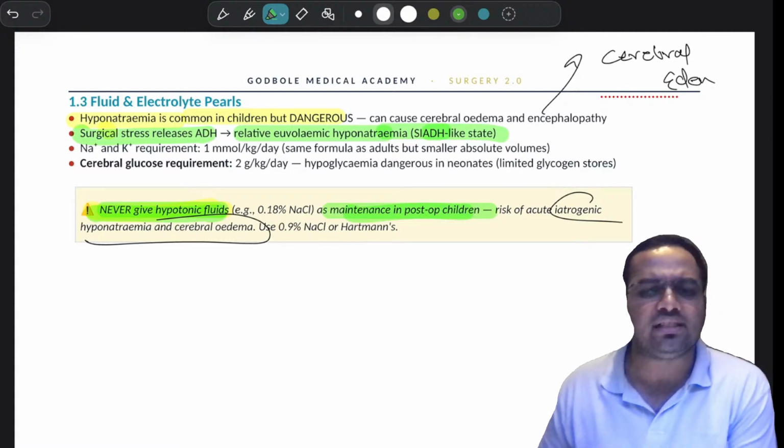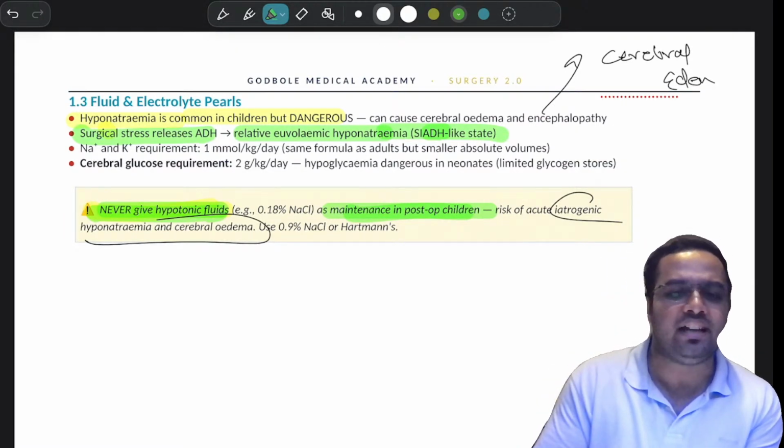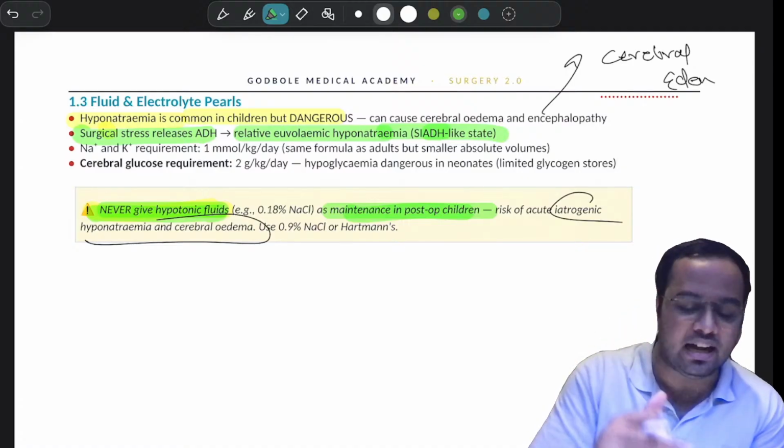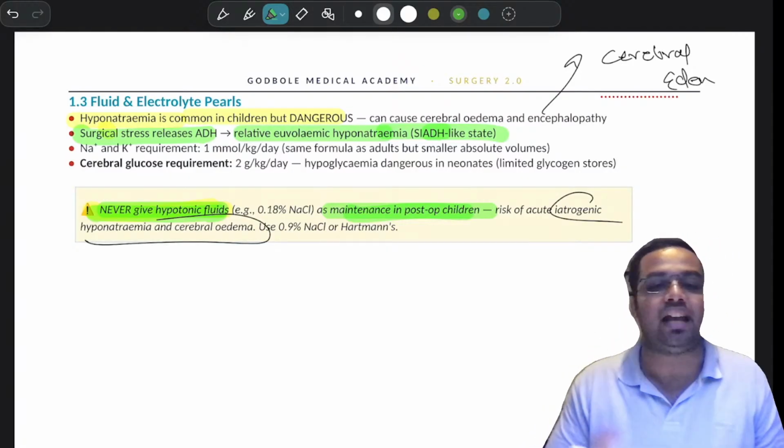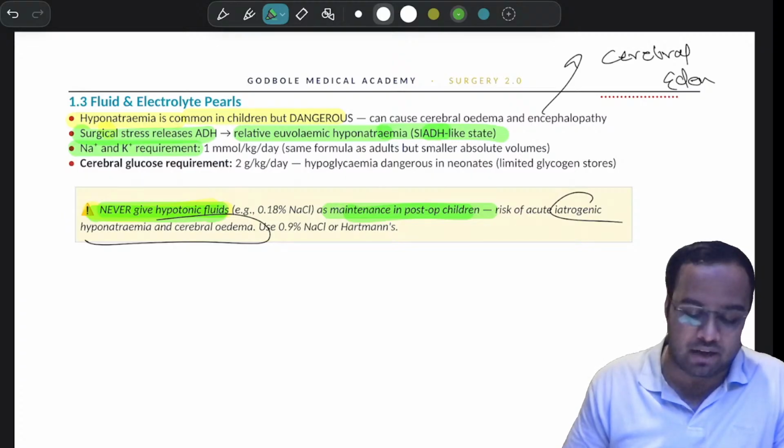So many times surgical stress, as in adults, the same is going to happen to the child. So when ADH is secreted, the sodium will relatively become low, and that is the reason a child might present like a hyponatremic episode. And sodium, potassium are required 1 millimole per kg.